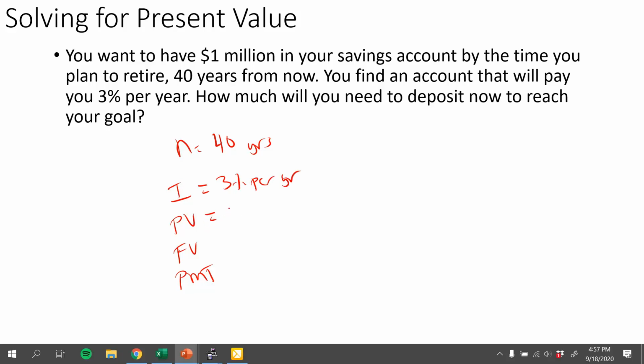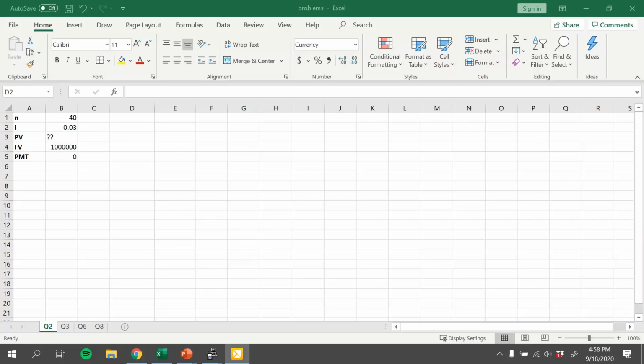PV is what we're solving for this time. We want to know how much we need to put in the account today in order to get the future value of $1 million in the future. And I'll make PMT equal to 0. This time we're going to use Excel to solve this problem. All right, I have Excel up and I'll have my input table over here and I'll just start solving this problem. So we're going to solve for present value.